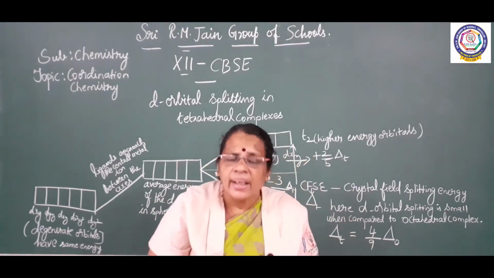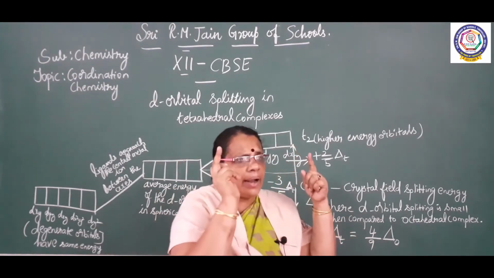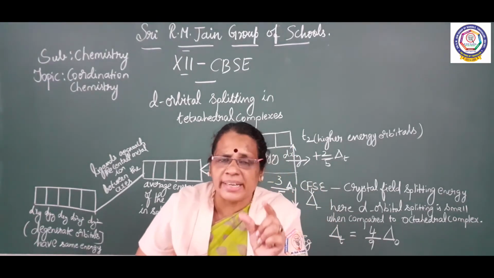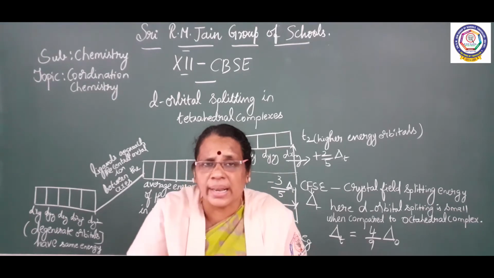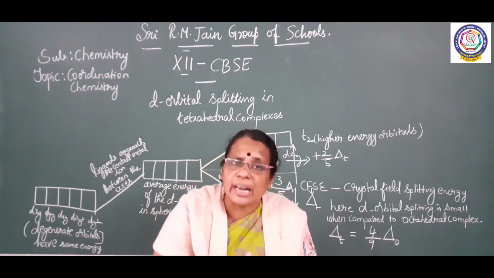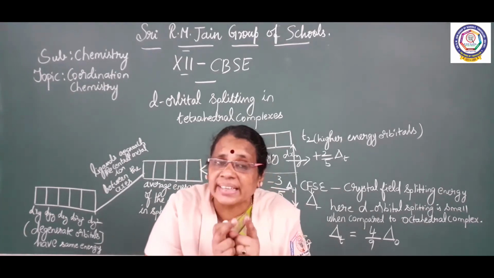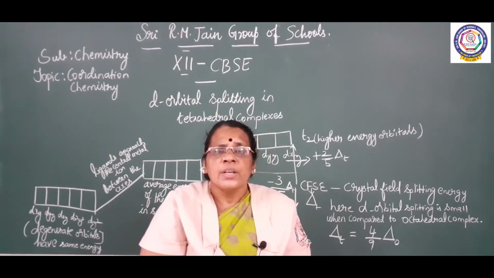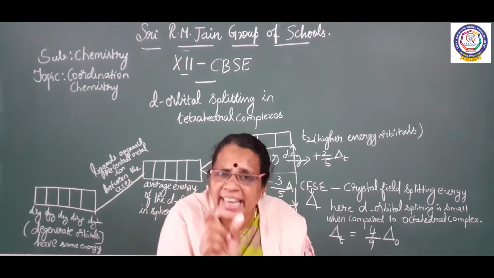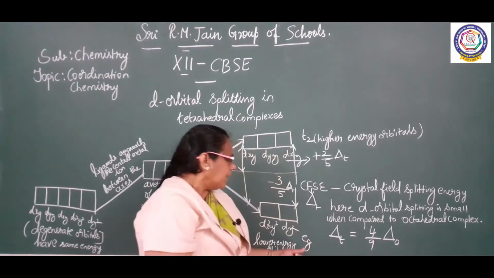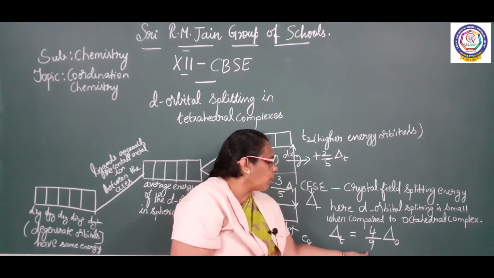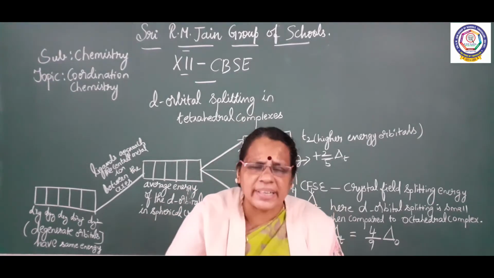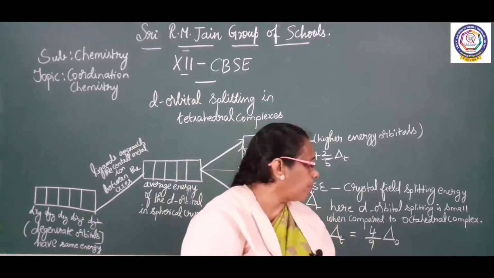When you compare the d orbital splitting in octahedral and tetrahedral, in the tetrahedral complex the d orbital splitting is smaller. Why is it smaller? The ligands approach the central metal ion between the axes. So when the ligands approach between the axes, the crystal field splitting energy becomes smaller. So delta T is equal to 4 by 9 delta O. What is this delta O? Crystal field splitting energy of octahedral complexes.